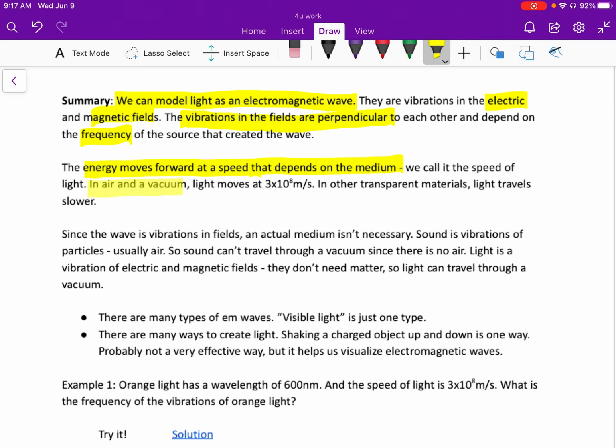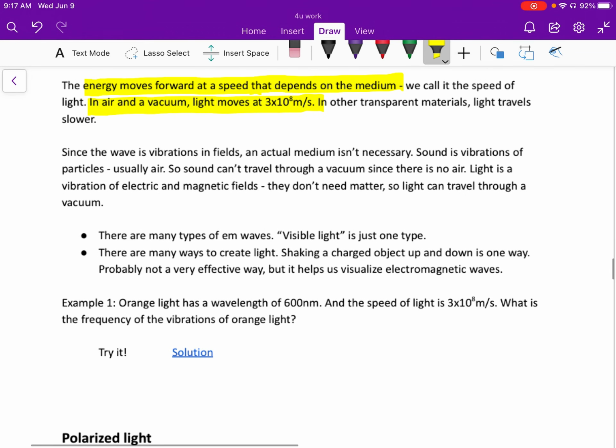Most often we're going to be working in air or a vacuum, and the speed of light in air or vacuum is the 3 times 10 to the 8 number. In grade 10 optics, you talked about index of refraction. In other transparent materials, light goes a little bit slower. We won't really need that this year. It'll come up a little bit later, but not a big deal. Since light is a vibration in fields and not actually a material like air, sound is vibration of air particles. Sound can't travel through a vacuum since there are no particles to vibrate. Since light is this weird vibration of the fields, it doesn't need a material. It can just shoot through a vacuum.